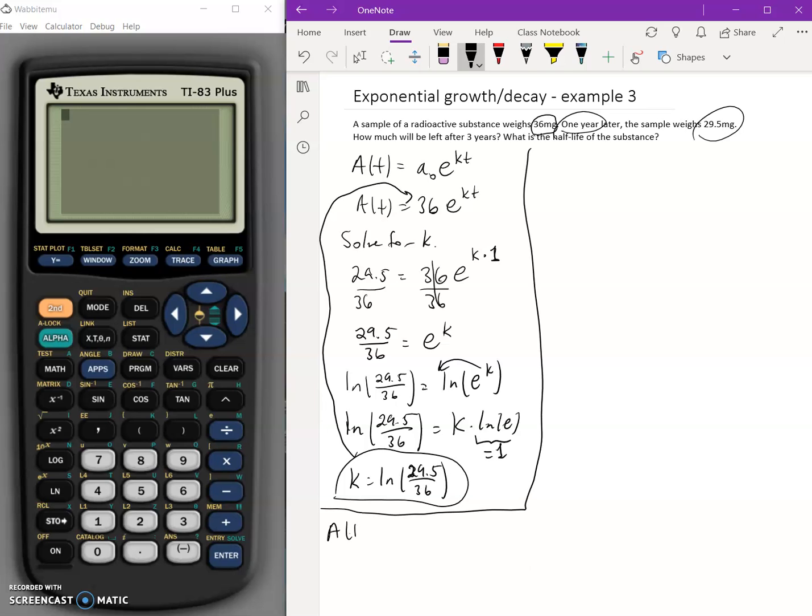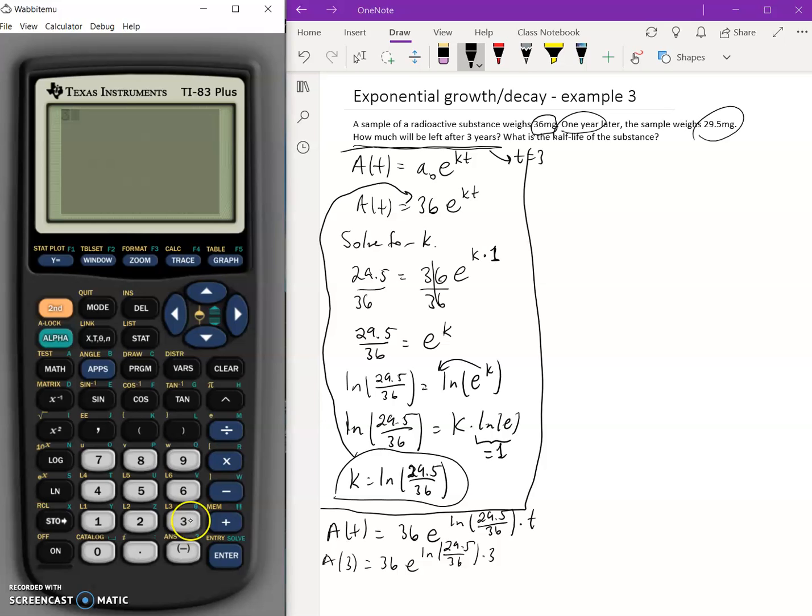So my function A of t is equal to 36e, raised to the natural log of 29.5 divided by 36 times t. So this whole thing is in the exponent. The first question asks, how much will be left after 3 years? What that means is we're going to plug in t equals 3. So I'm looking for A of 3 is equal to 36 e to the natural log of 29.5 divided by 36 times 3.